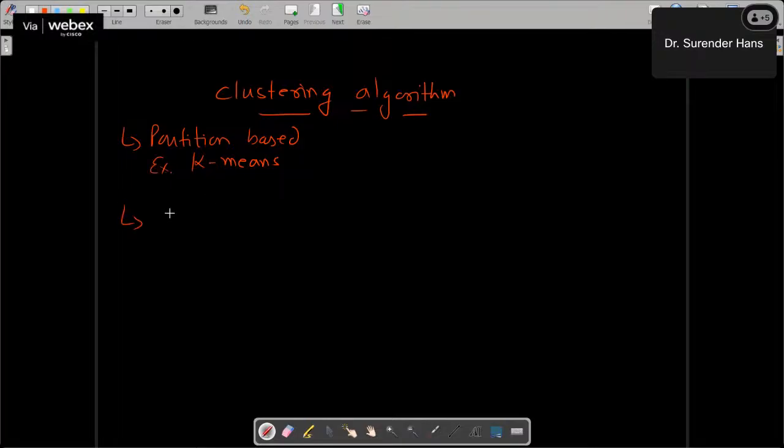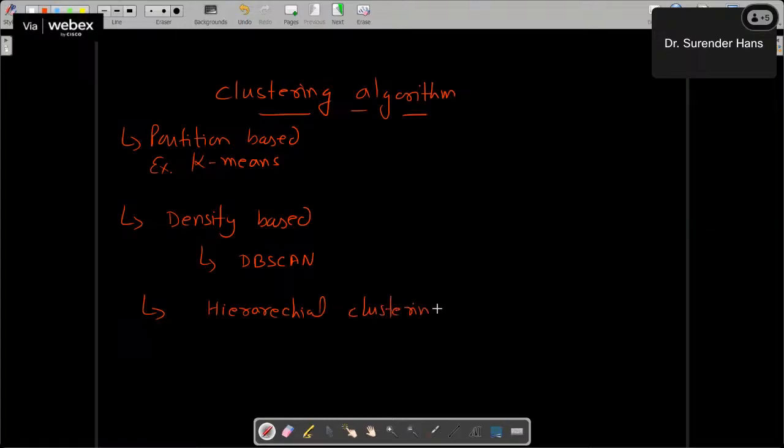The second is density-based clustering, where the example algorithm is DBSCAN. And the third one is hierarchical clustering. Today in this session we will discuss hierarchical clustering.